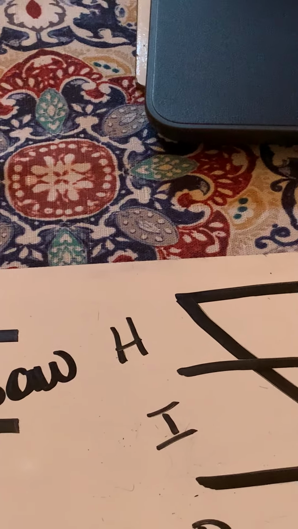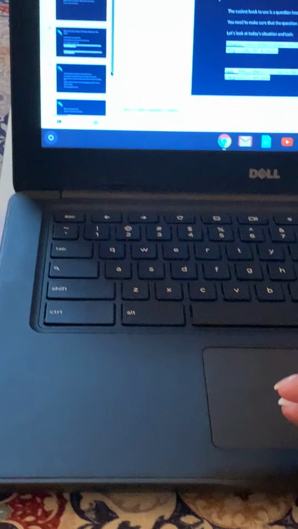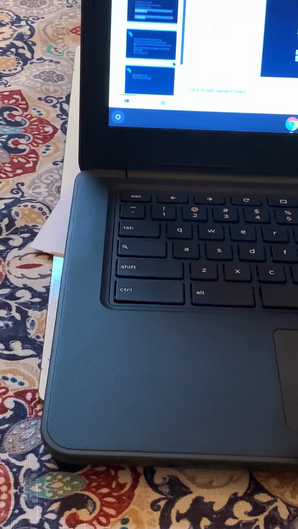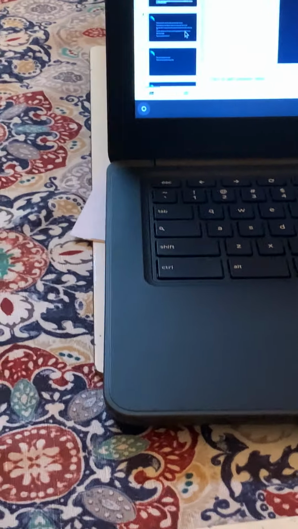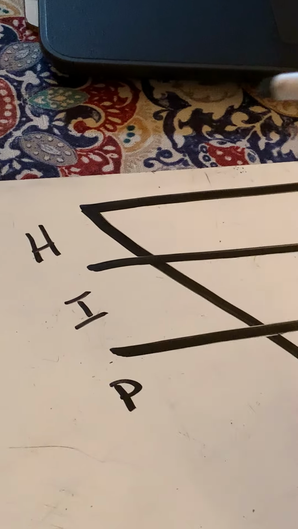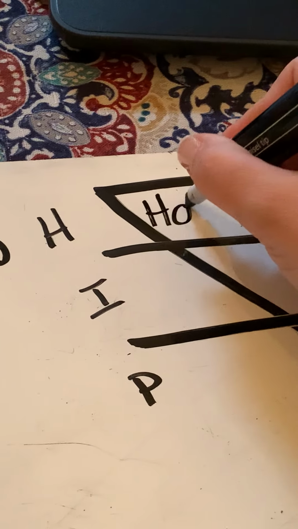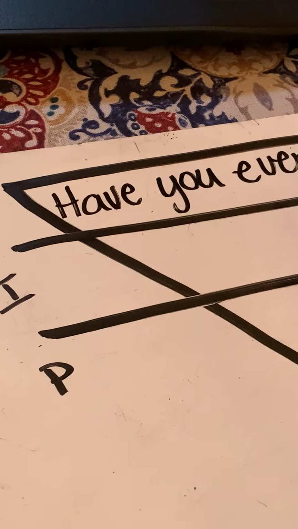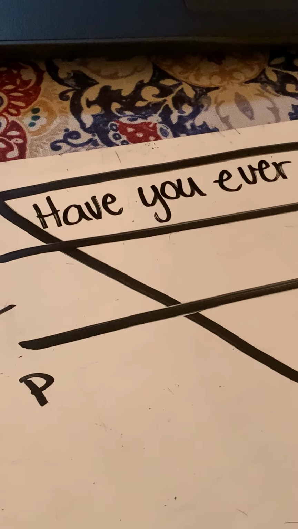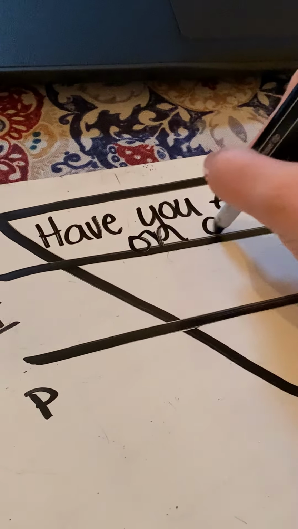Yesterday, let me scroll over and see what I wrote as my hook yesterday. I don't remember. Let's see. Nope, that's not it. Okay. It says, have you ever played on a seesaw? So I'm going to write that in my section labeled H. So, have you ever played on a seesaw? Make sure you put the question mark there because it is a question.